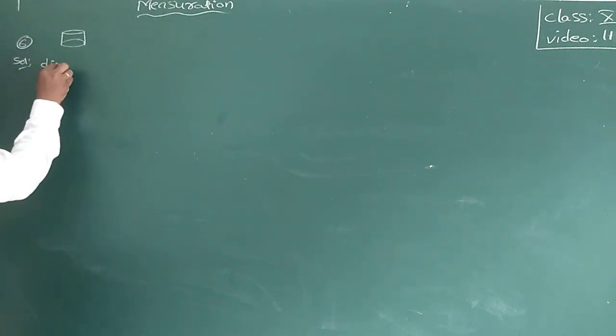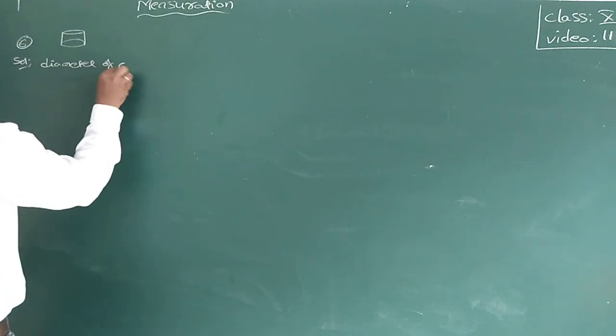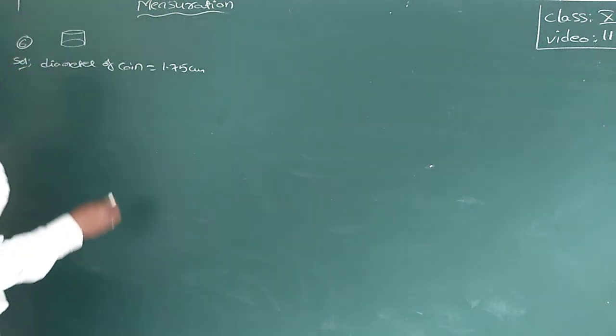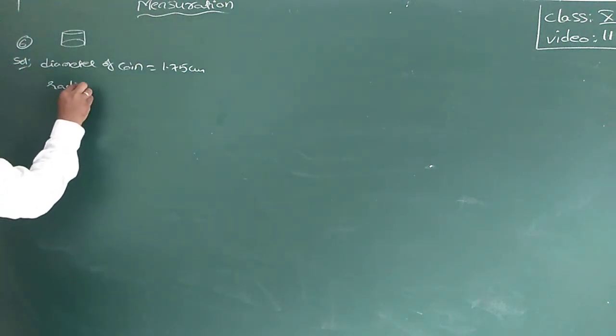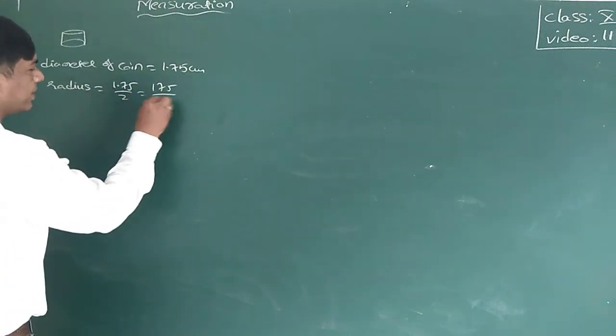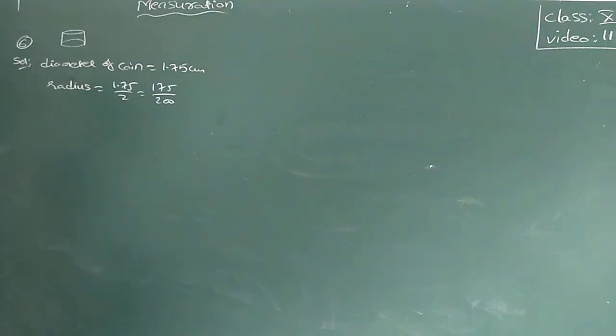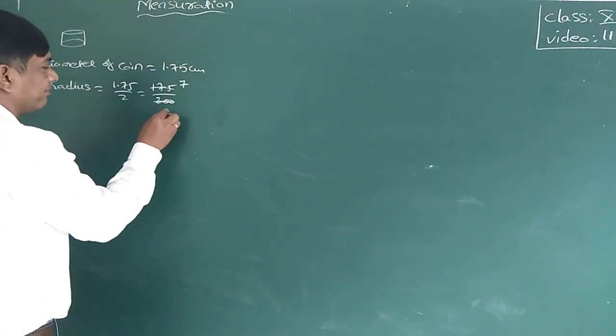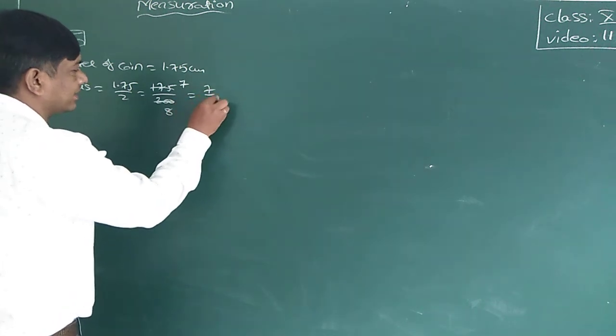The diameter of the coin is 1.75 centimeters. Then the radius is equal to 1.75 by 2, that is 175 by 200. I am converting into fractions, an easy calculation. 25 7s are 175, 25 8s are 200, so we get 7 by 8.